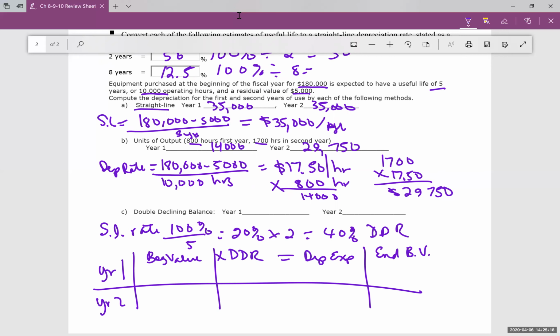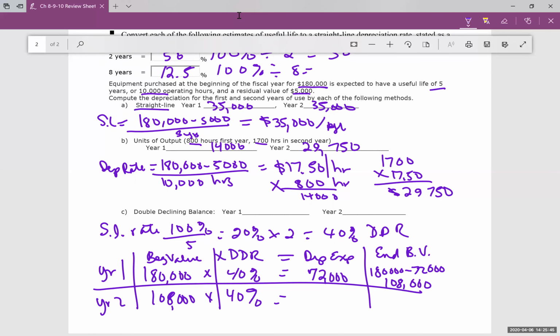Okay, so the beginning value of this thing is 180,000. We're going to multiply that times 40% to get our depreciation expense in the first year of 72,000. Then to get our ending book value, we have to take 180 minus our depreciation, and our ending book value is 108,000. Bringing that forward, 108,000 times 40% is going to be 43,200. These are our two numbers for depreciation expense using double declining method.